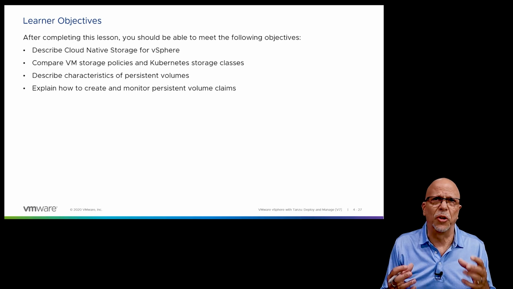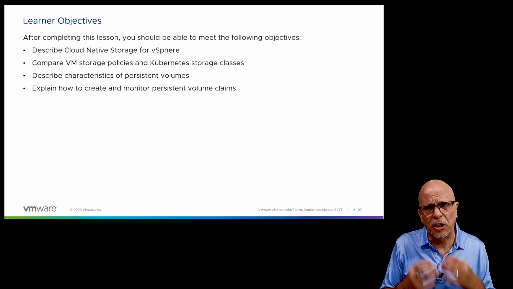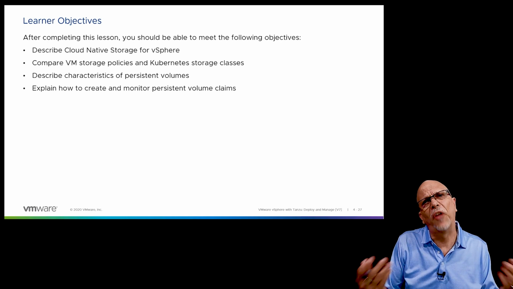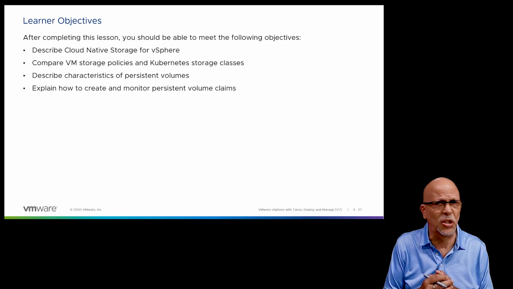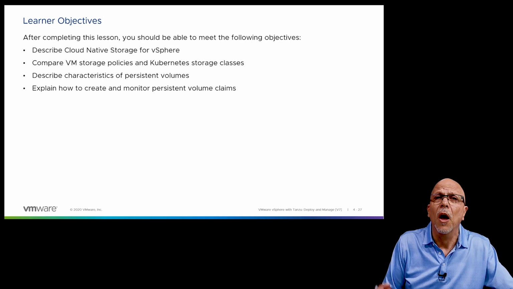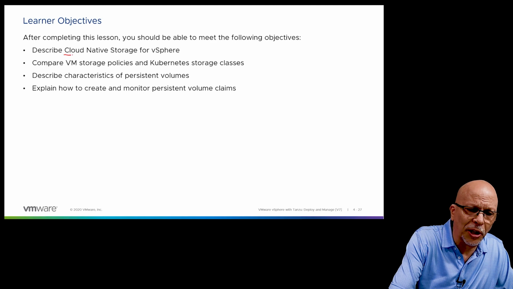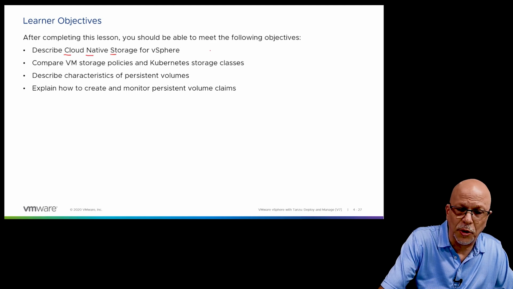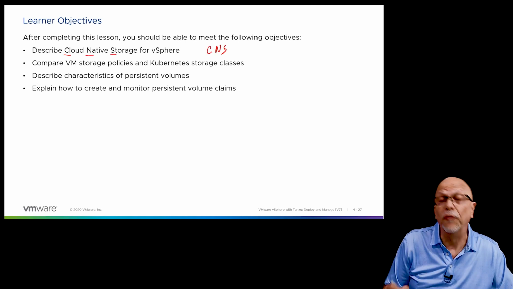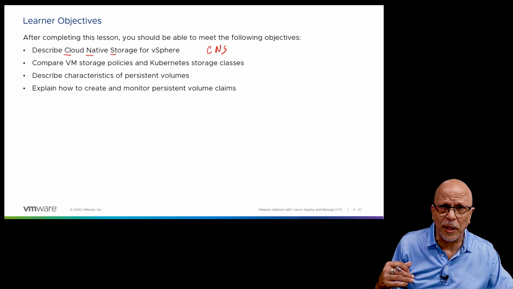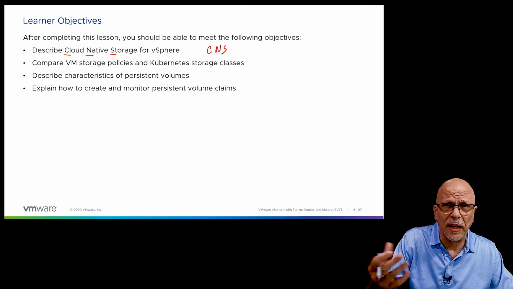developed what's considered a plugin style architecture that allows different vendors to plug their solution into the Kubernetes ecosystem or platform. VMware is doing that by using a thing called the Cloud Native Storage, or the CNS, for vSphere that allows us to plug our vSphere storage into the Kubernetes architecture.